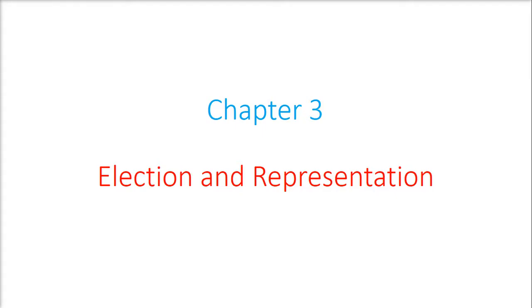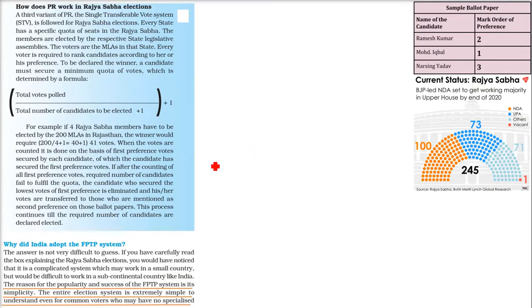We are looking at chapter number 3, election and representation. Now, how does this proportional representation work in Rajya Sabha election? There is a third variant of this proportional representation, which is the single transferable vote system, which we use for the Rajya Sabha.